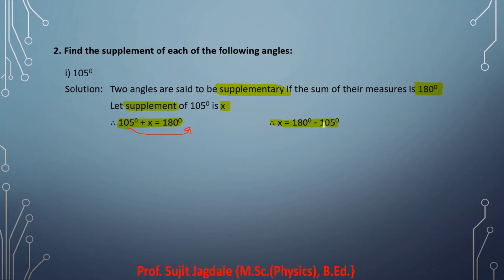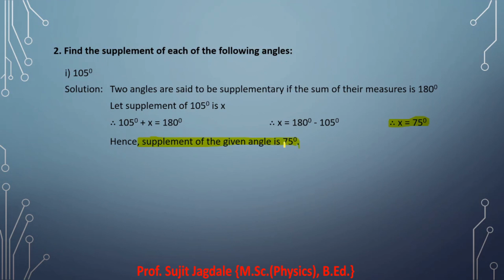Now just perform the subtraction. 180 minus 105. Here 10 minus 5 will be 5, then 7 minus 0 will be 7, and 1 minus 1 will be 0. Therefore x equals 75 degrees is the supplement of the angle 105 degrees. Hence the supplement of the given angle is 75 degrees, which is the required result.